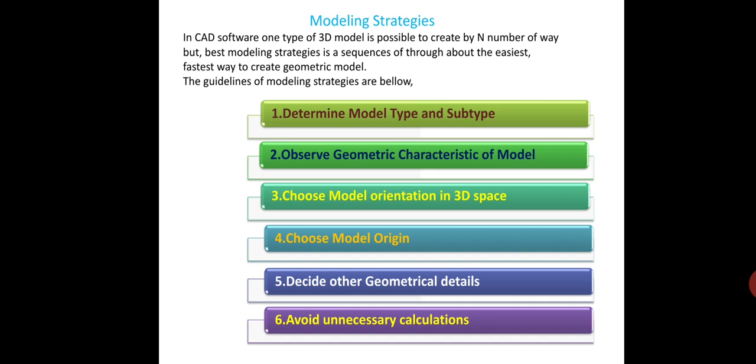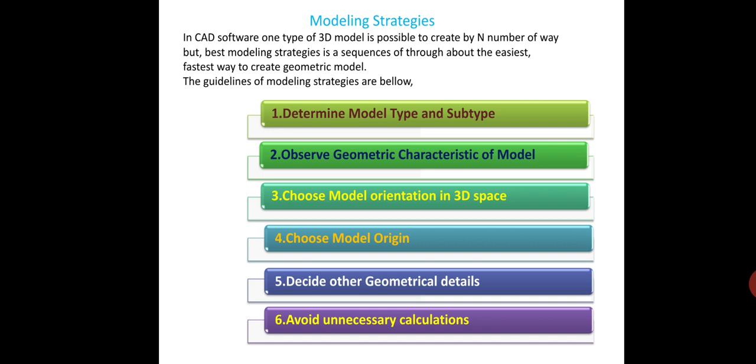Fourth is to choose the model origin. Where is the model coordinate system origin located on the model sketch? Is it the bottom left corner of the sketch or somewhere else? That is what we have to check.